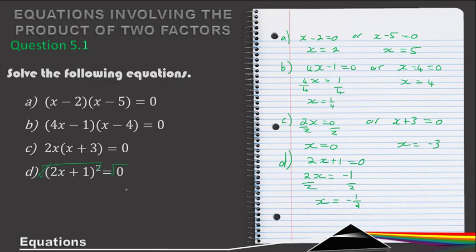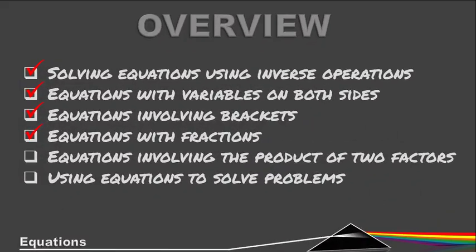That's the one way. Or I can expand it. I can say 2x plus 1 and 2x plus 1 equals 0. So I can say either 2x plus 1 is equal to 0 or 2x plus 1 is equal to 0, and then just solve them, but it's basically the same thing. So x ends up being negative a half. Okay, that was two factors.